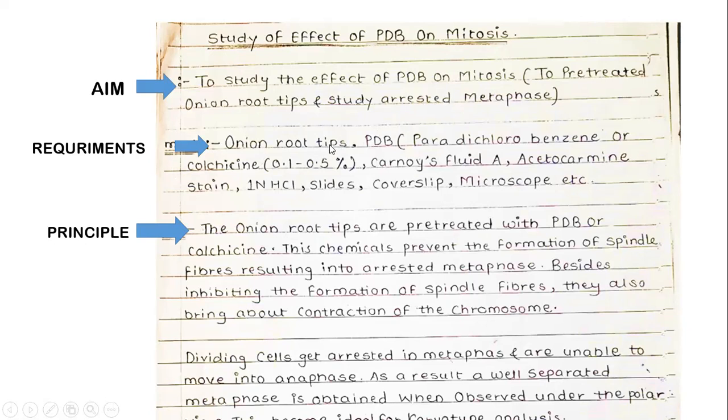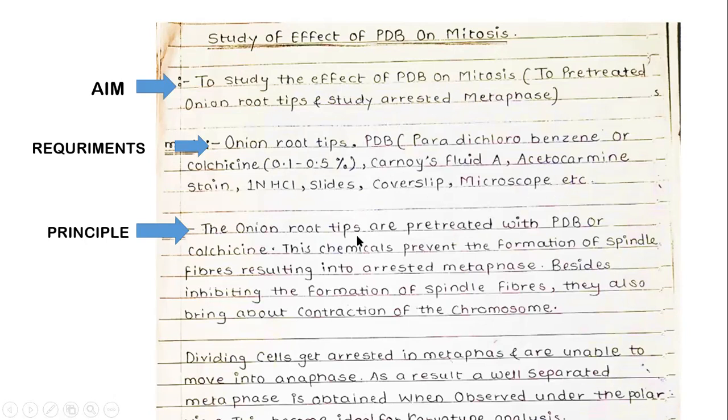Requirements: onion root tips. Now these onion root tips are not normal as they're used for FY and SY. These root tips are fixed in the solution of either PDB or colchicine. You'll require Carnoy's fluid, which is a fixative, acetocarmine stain, one normal HCl, slides, cover slips, microscopes, etc.